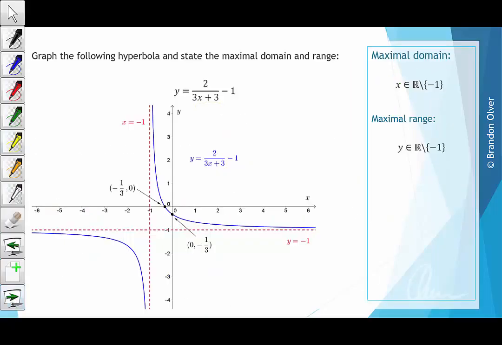On this slide, we've just got a computer-generated graph which shows the vertical asymptote in red as x equals negative 1 and the horizontal asymptote as y equals negative 1. Then we have our x-intercept at negative 1 on 3 and our y-intercept at negative 1 on 3. And over on the right hand side, our domain and range have just been restated, which we found before.